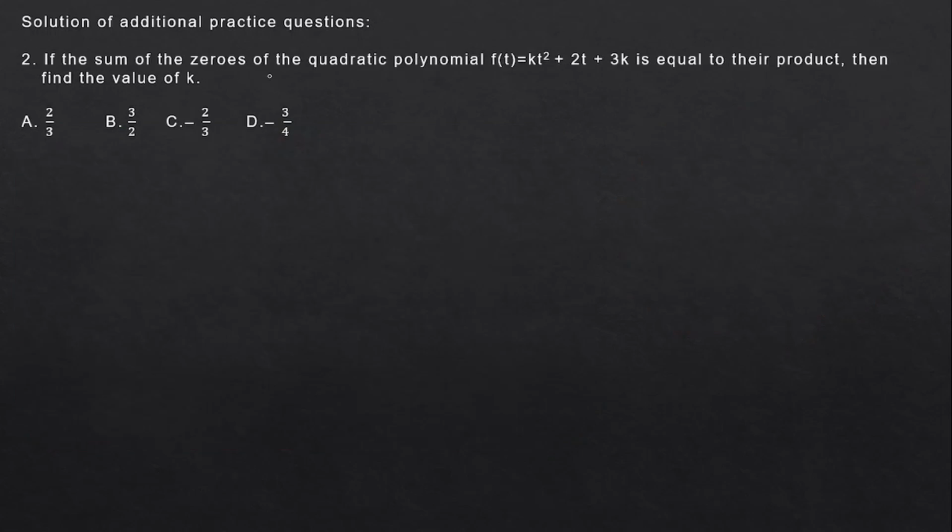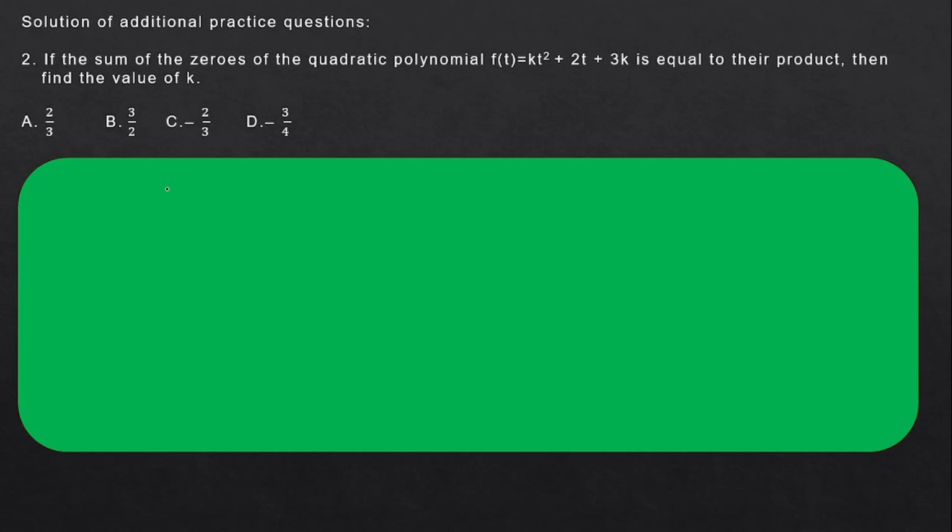If the sum of the zeros of a quadratic polynomial f of t is equal to kt square plus 2t plus 3k is equal to their product, then find the value of k. Let us see what the question is saying. So here the polynomial is given as f of t is equal to kt square plus 2t plus 3k. Generally, we see the polynomials in variable x. But here we can see t as the variable.